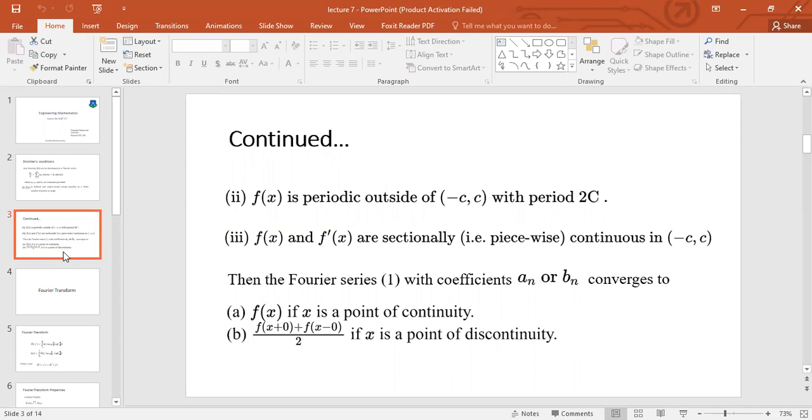Okay, then the Fourier series with coefficients a n, b n converges to f of x if x is a point of continuity. Okay, what is the point of continuity? A point of continuity is a point where we find the real value of the function. And it converges to f of x plus 0 plus f of x minus 0 divided by 2 if x is a point of discontinuity.